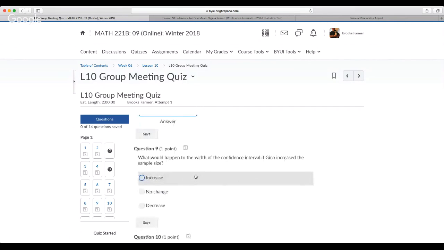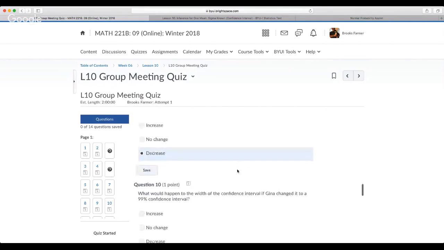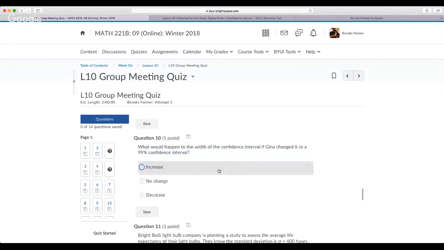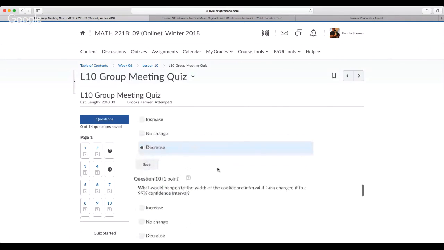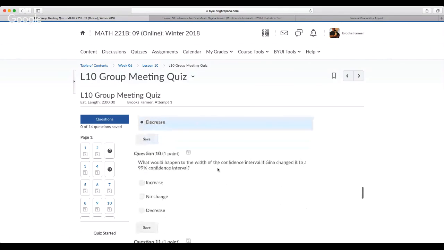So 9, decrease. We talked about this. The width of the confidence interval decreases if the sample size increases. So number 9 is decrease, increase the sample size. Okay. Number 10 is increase.